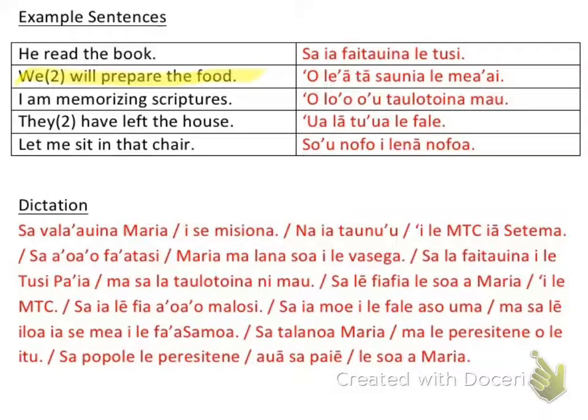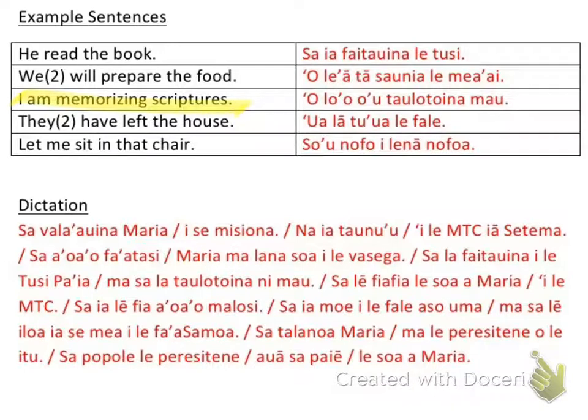And we too will prepare the food. Well, my tense marker goes first, so that would be olea, that's the future tense. Then my doer goes next, right? So ta is an example of saying you and I inclusive. Okay, so this is I'm including whoever I'm talking to. Okay, and then my action comes next. That's saunia, and that's the perfective form of that, and le mea I. And the reason why that is because I have both a subject and an object, and that means that I have a transitive verb here, saunia, and that makes it so I need to use a perfective aspect.